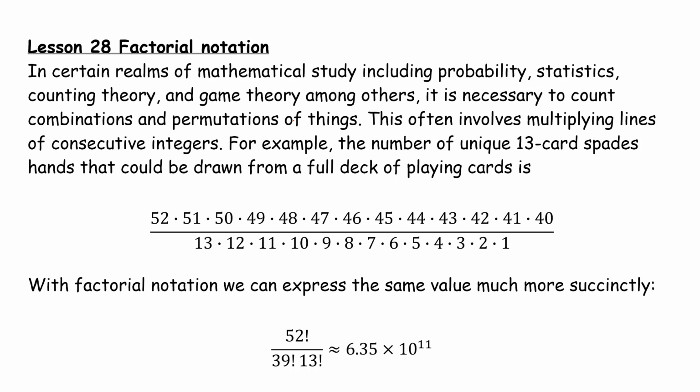Just like this situation here, if you were going to pull a 13 card hand out of a 52 card deck, the number of possible hands you could get would be this big giant fraction here. 52 times 51 times 50 times 49 times 48, 47, 46, and so on, all the way down to 40, divided by 13 times 12 times 11, and so on down to 1.